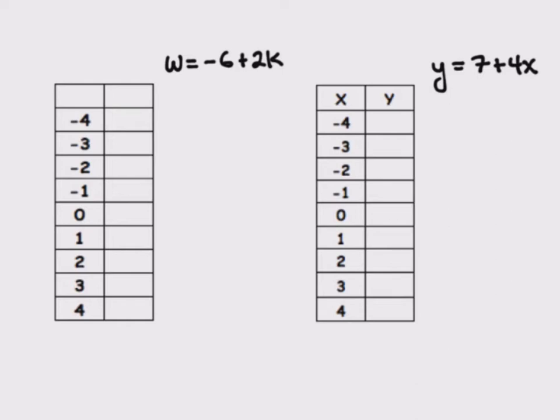First things first, for this w equals -6 plus 2k, since that w is by itself, that's most likely our dependent variable, and so k is going to be our independent variable. So let's quickly, explicitly write that down.